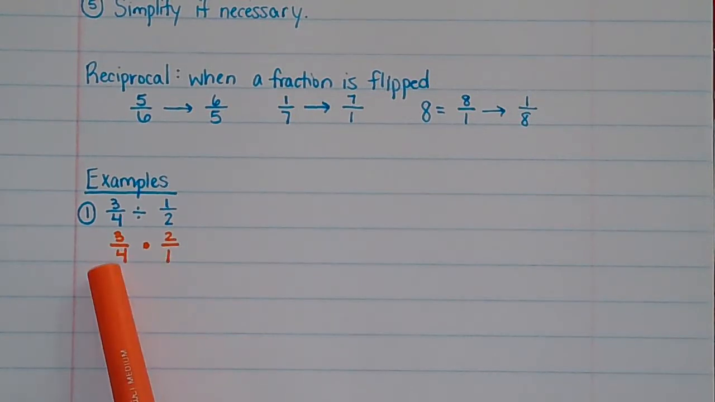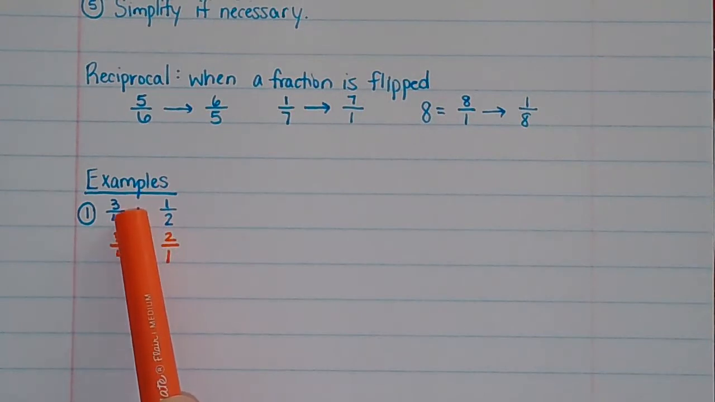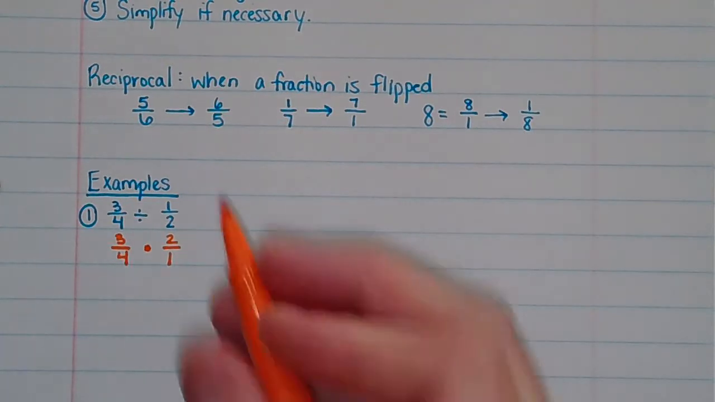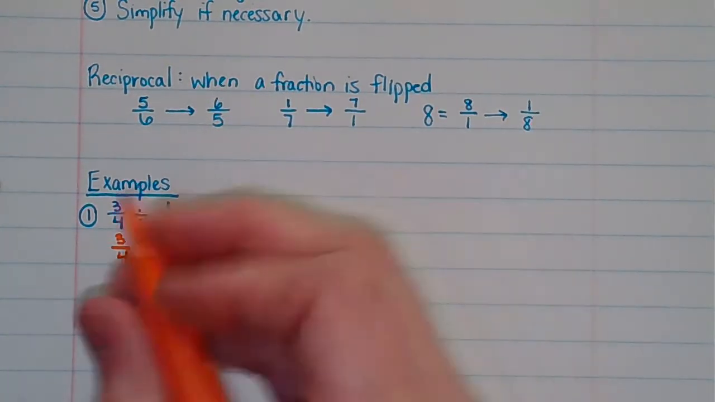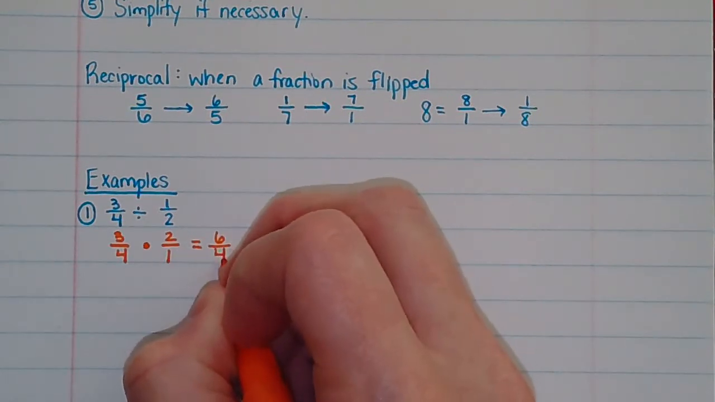Keep the first number the same. 3/4 stay the same. I did not change it. I changed my division sign to a multiplication sign, and then I flipped my second fraction. And now I can just solve it. Multiply straight across. If you want to cross cancel, you can. If you want to go straight across, you can. I'll go straight across this time because the numbers are pretty simple. 3 times 2 is 6. 4 times 1 is 4.